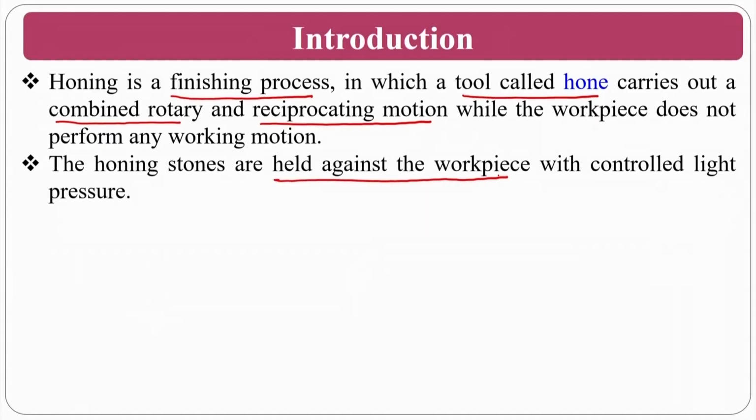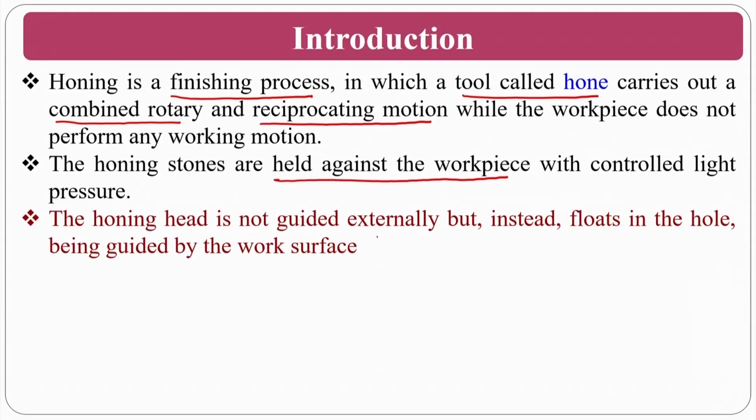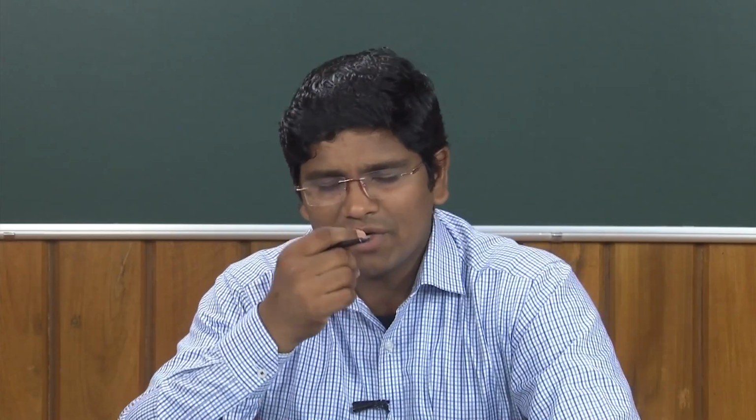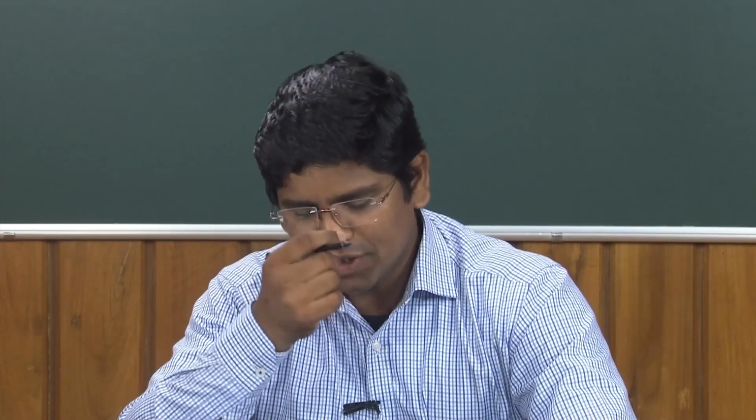The honing stones are held against the workpiece, controlled by light pressure. Normally, spring loaded or other mechanisms are there. So, these will hold the abrasive sticks against the workpiece. The honing head is not guided externally, but instead it floats in the hole, being guided by the workpiece. Normally, it is controlled internally, depending on the bore size and other things. These spring loaded or some other mechanisms are used so that it will go and sit on the surface. Whenever you give reciprocation as well as rotary motion, it will start abrading the workpiece material.